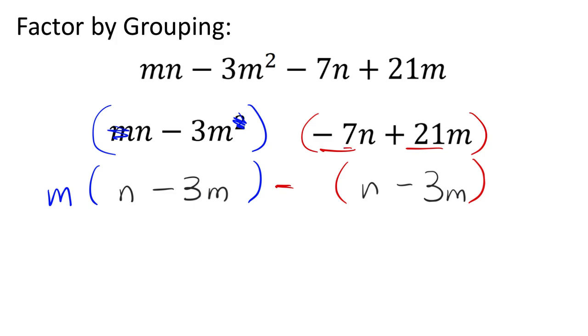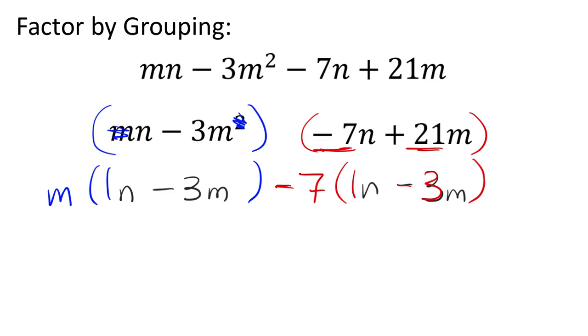And then I can see the 7 and 21 both are divisible by 7, so I would factor that out as 7. Now, since I factored it out as a negative 7, negative 7 divided by negative 7 is 1, which you don't have to show because we also did not show the 1 in the blue parentheses, although I'm showing it now. And then the 21 divided by negative 7 is going to be this negative 3 right here.